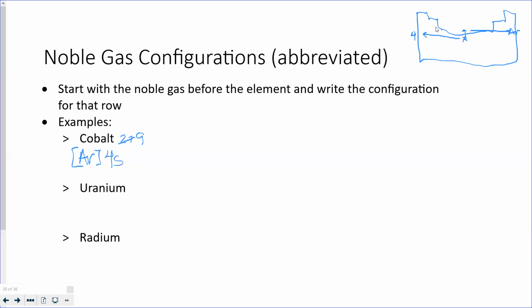That can hold 2 electrons, so we have 7 left. After 4s, we're in the D block. So that's our 3d7. And that is the abbreviated configuration for cobalt. I'm not going to do uranium because we typically don't do the F block elements. Those are kind of weird ones.